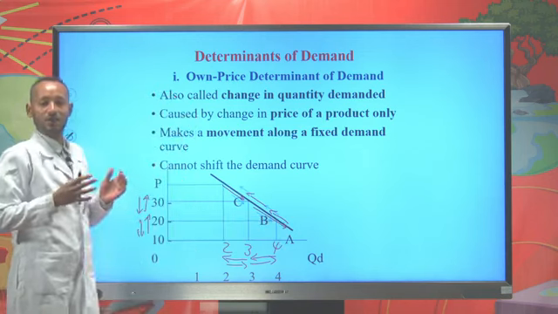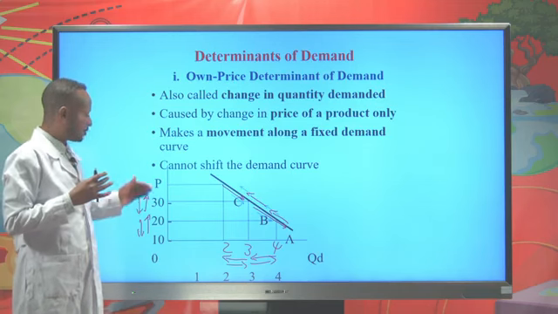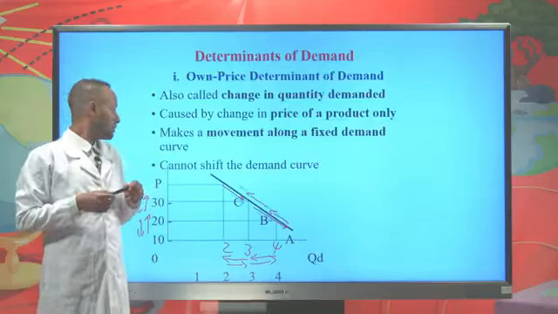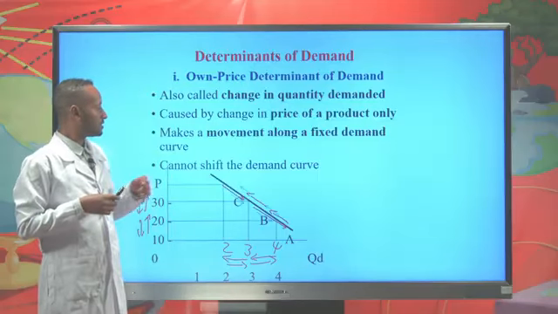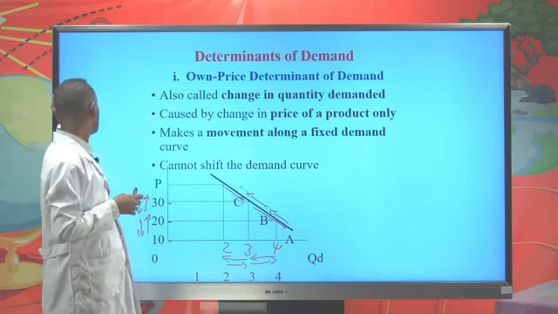So with a change in the price of a commodity from one price to another, the only factor that makes a movement along a fixed demand curve is the change in price of the commodity. With a change in the price of a commodity, there is no shift in the demand curve. Rather, it makes a movement along the demand curve.